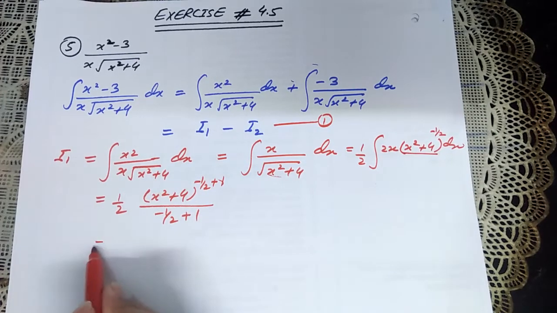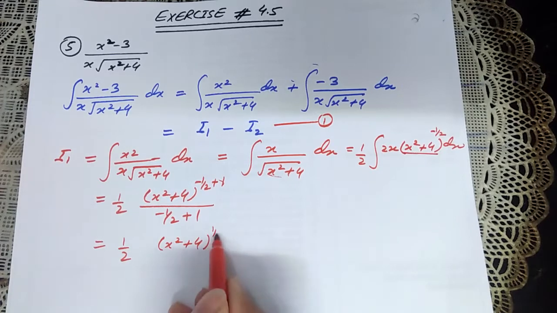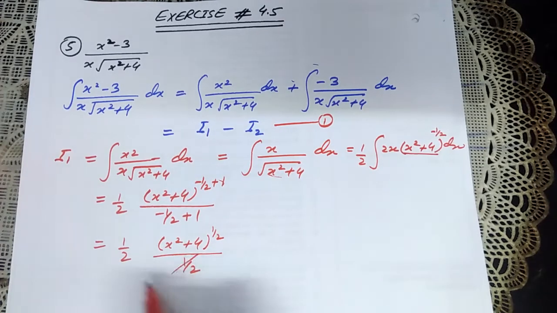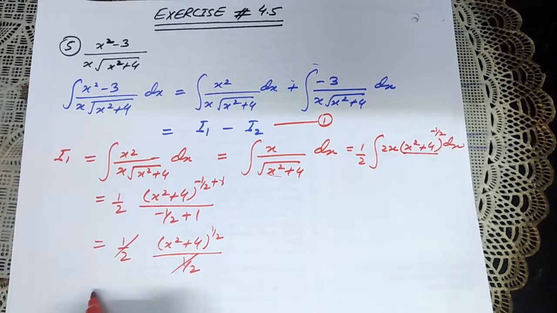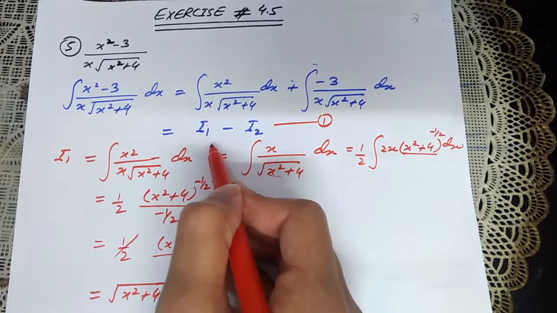So it will be equal to 1 by 2, (x² + 4) to the power 1 by 2 over 1 by 2. This 1 by 2 and 1 by 2 will be cancelled. So I will get in my answer under root x² + 4. So this is the answer of this first integral.